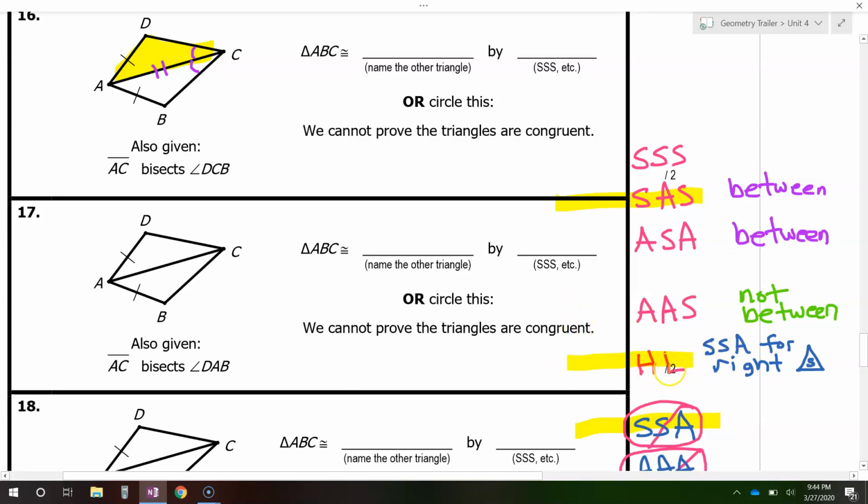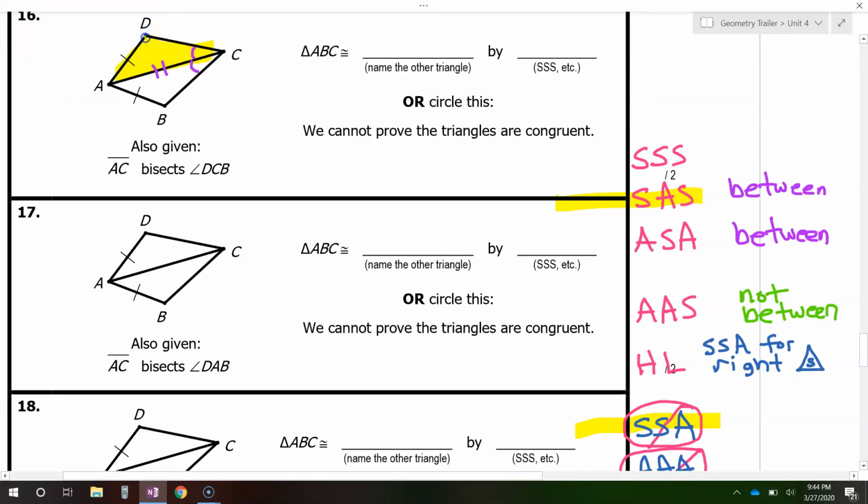Let's start with hypotenuse leg. Is this a right triangle? No. So it doesn't have a hypotenuse, so it cannot be hypotenuse leg. So that means it's going to be one of these. The question is between. Is the angle between the two sides? Well, let's see.